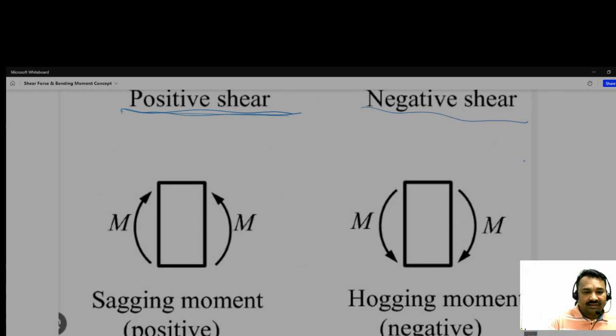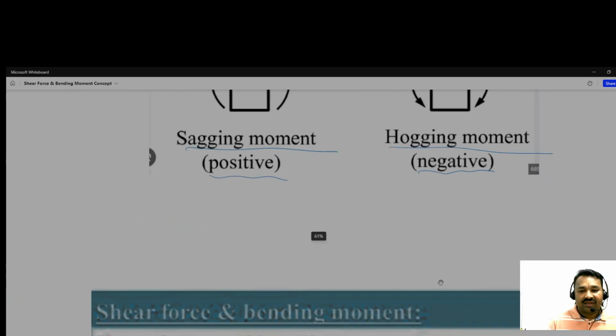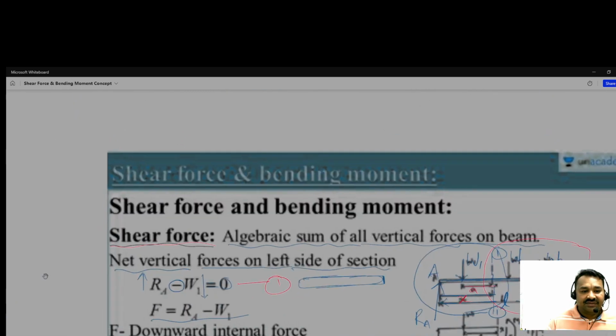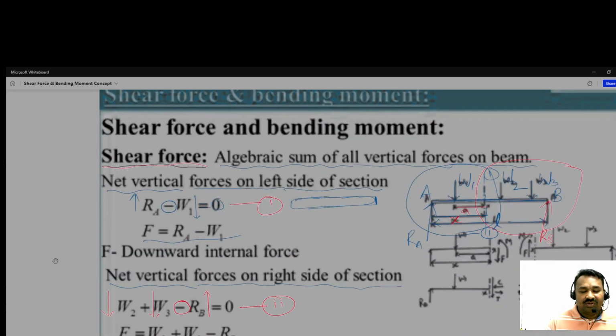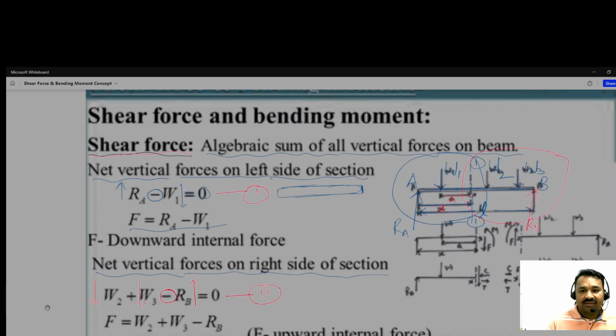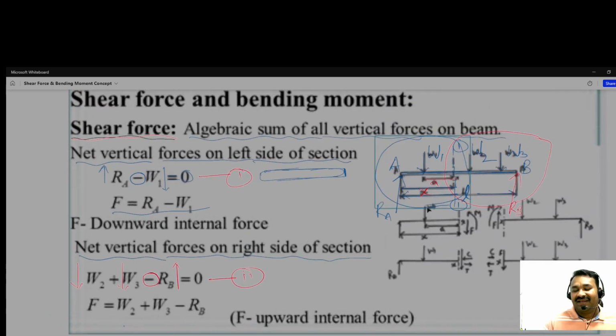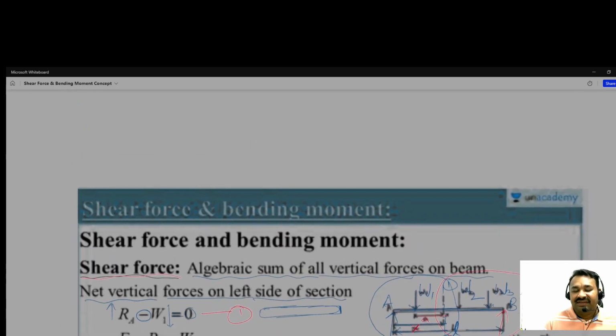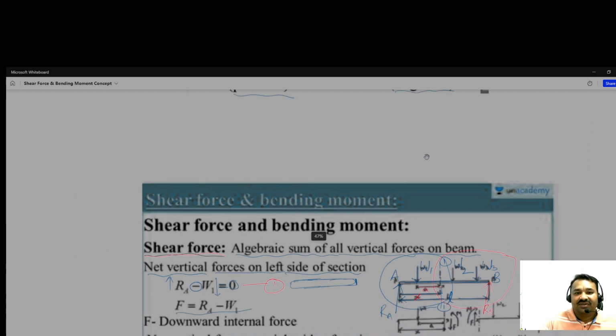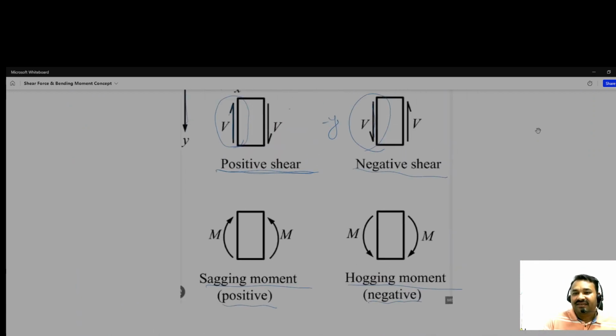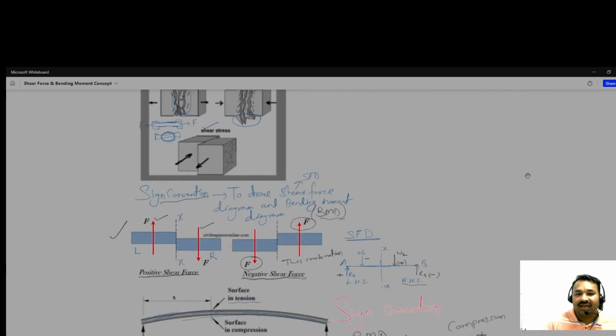Again here the sagging moment, hogging moment. Sagging means positive and hogging means negative. And this we have already discussed, shear force and bending moment here, but in the example the calculation is for the shear force. In this way we have discussed the basic concept of shear force and the bending moment, and this is the foundation for the shear force and bending moment diagram.